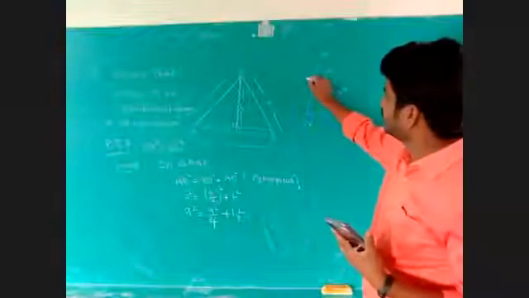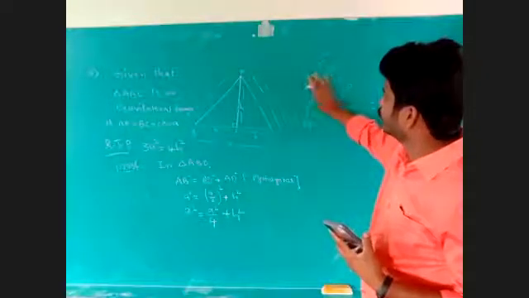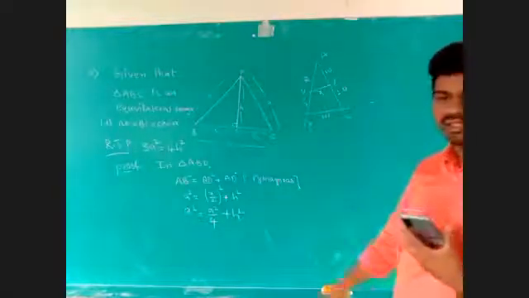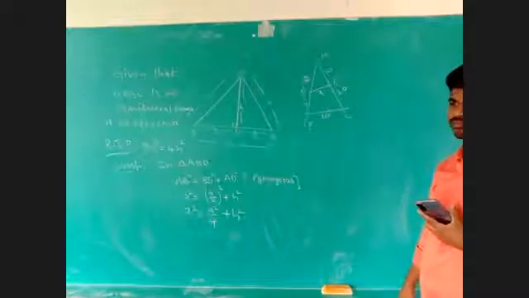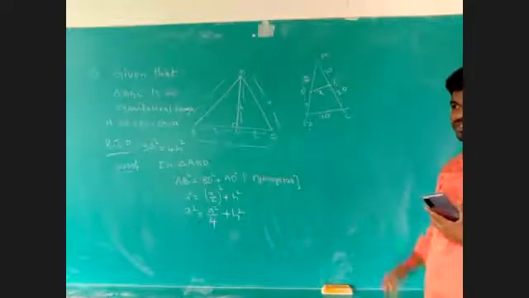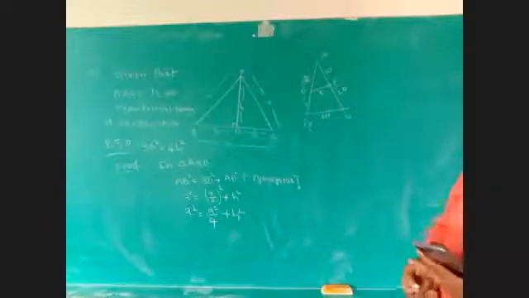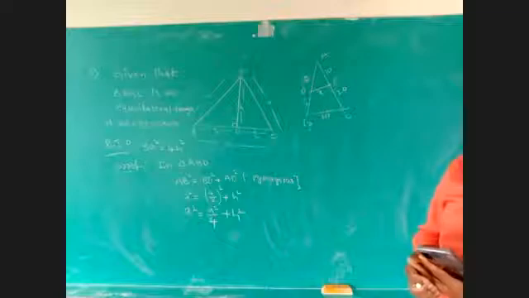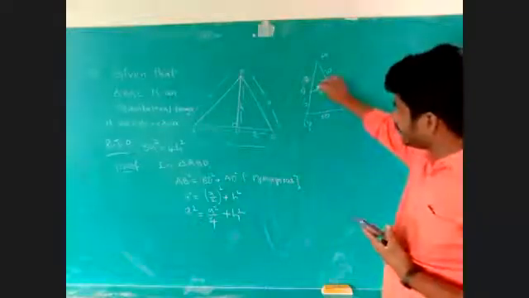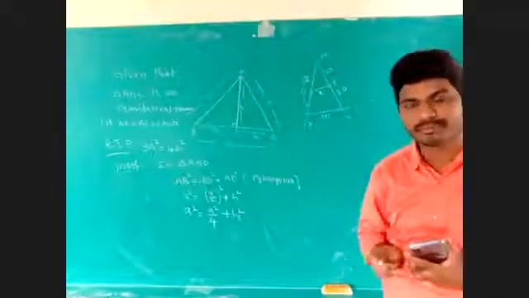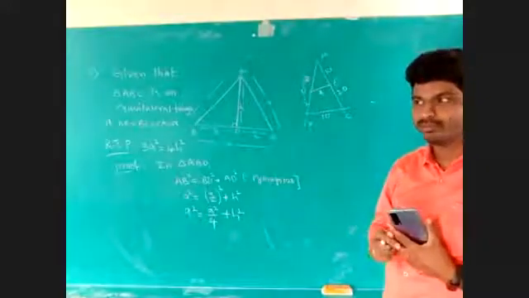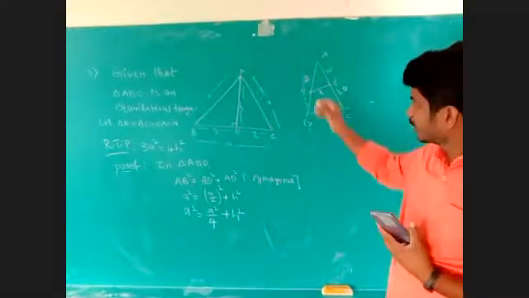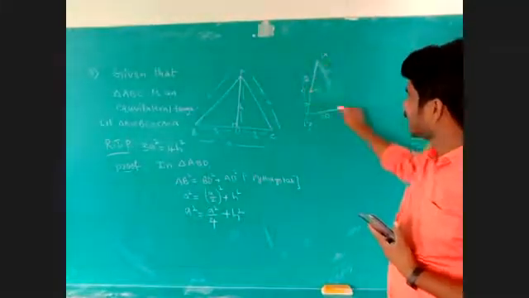In case here this is 2.4, 2, this is X, this is 10. Then find the value of X. This question belongs to which concept? So converse of basic proportionality.